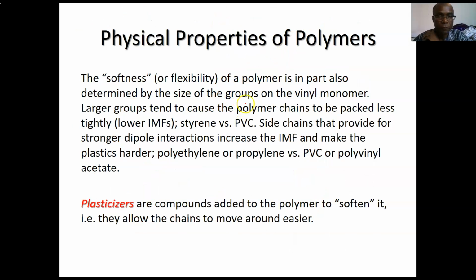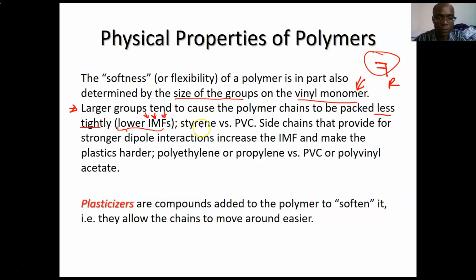All right. The flexibility of a polymer is in part also determined by the size of the groups on the vinyl monomer. I keep reminding you, vinyl looks like that. This double bond, the pi bond between two carbons, that's called a vinyl. So larger groups on the vinyl will cause the polymer to be less packed. Larger groups, there's less packing, which means there are weak intermolecular forces.